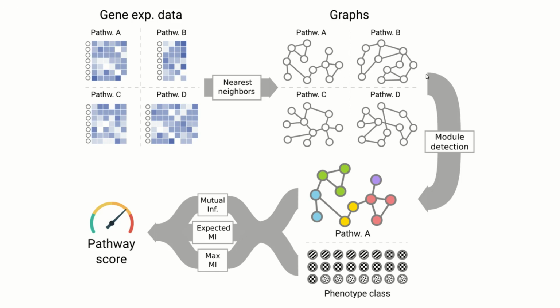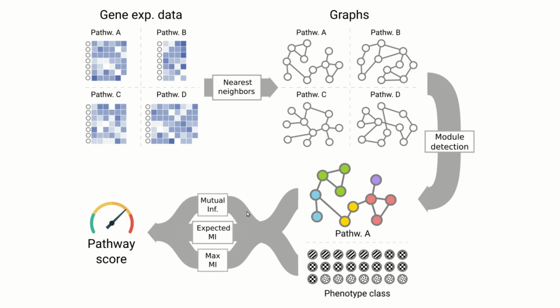So now for each of these graphs separately, we do a module detection step. Here we use the Leiden algorithm, which is a greedy algorithm that maximizes the modularity of the graph. But importantly, as a result, we have the samples in this pathway separated into modules. Now we have a module assignment for each sample and a phenotype that is also associated with each sample. And with these two variables, we can calculate the mutual information.